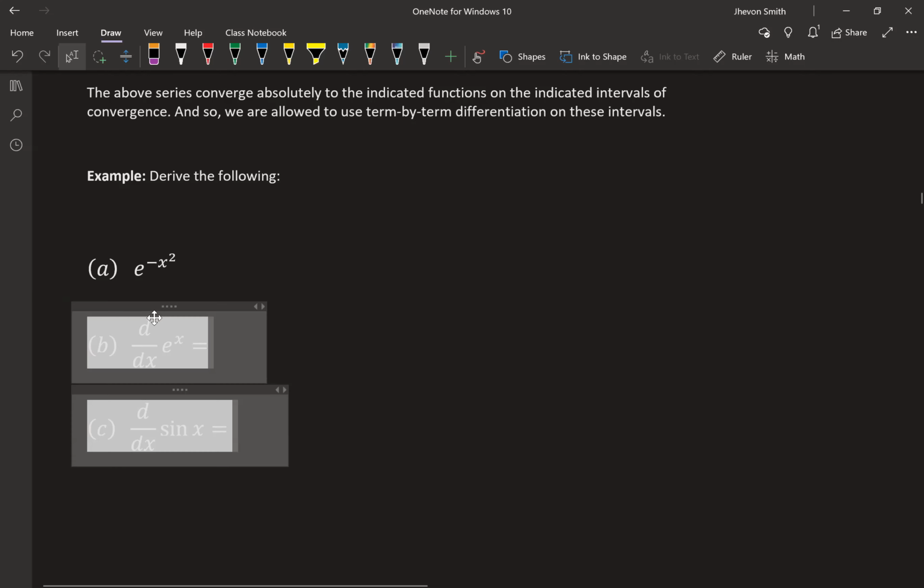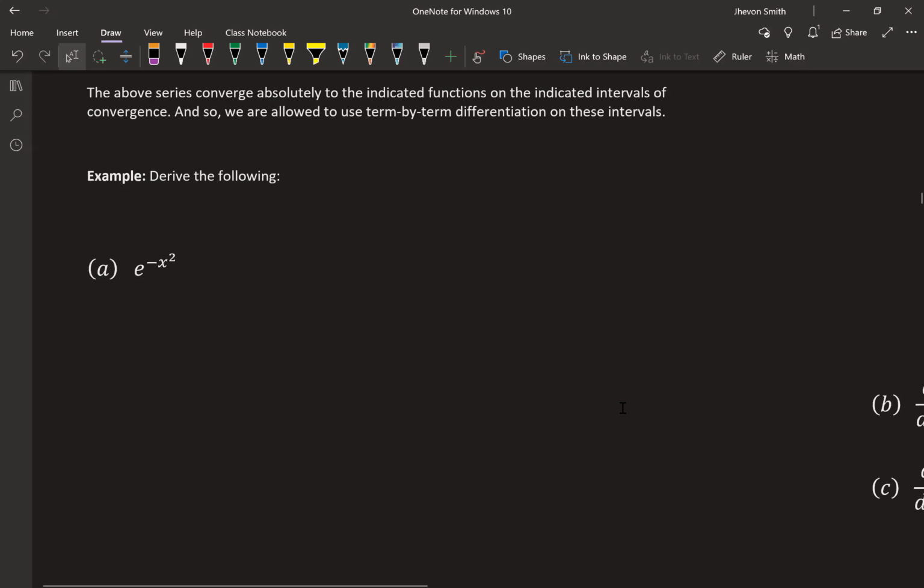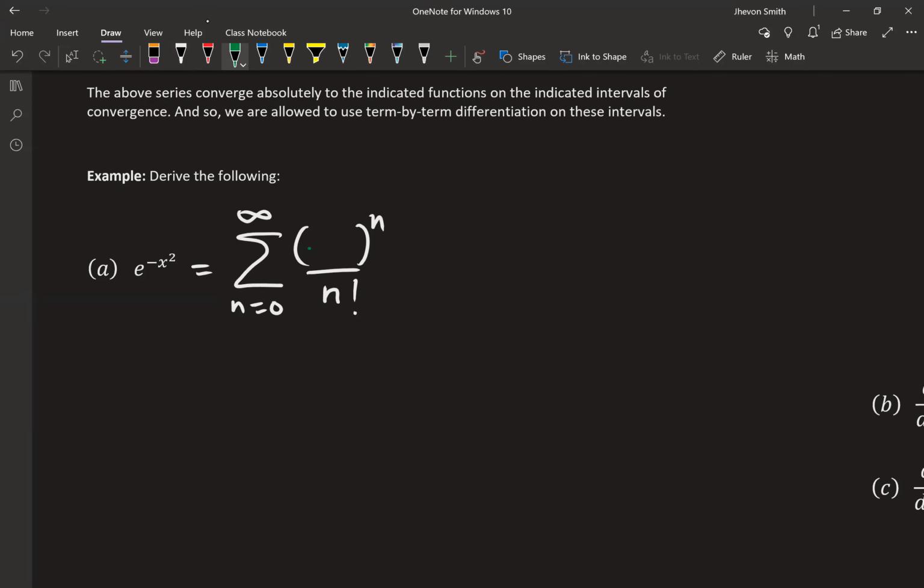So using these series, we can derive a lot of things that we already know about our functions. For example, just to show you, this one is going to be straightforward. Here, I can just plug into the series. Instead of x to the n over n factorial, which I know is what e to the x is, I can plug in the minus x squared. And so a power series that represents the function e to the minus x squared would be this series right here.